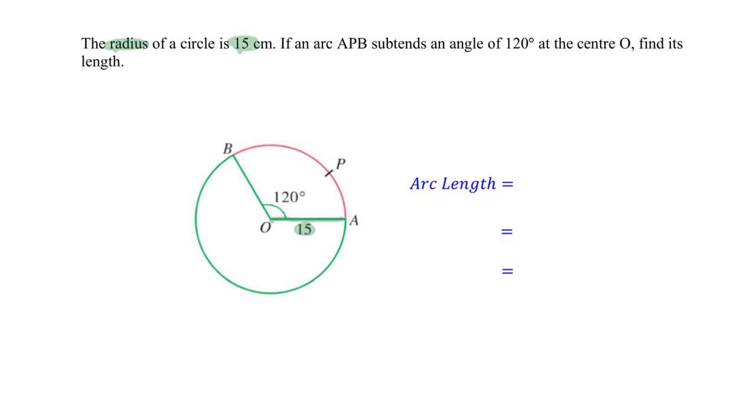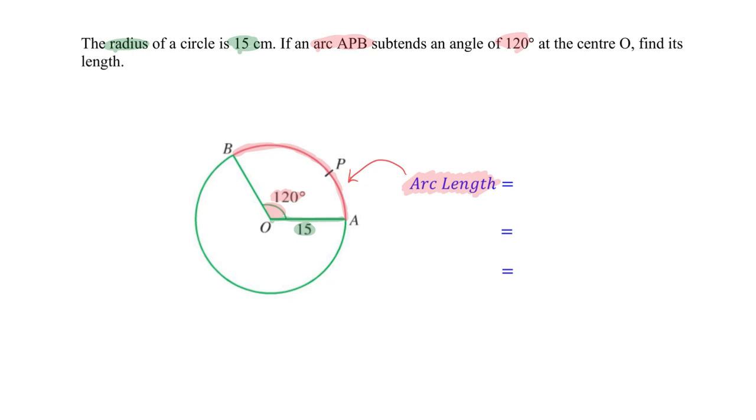If an arc APB subtends an angle of 120 degrees, well, this means that there is this arc here, red color, and it is the angle at the center, O, is 120 degrees. Find this arc length. So this red color arc length, how then can we find this red color arc length, AVP, which is this?